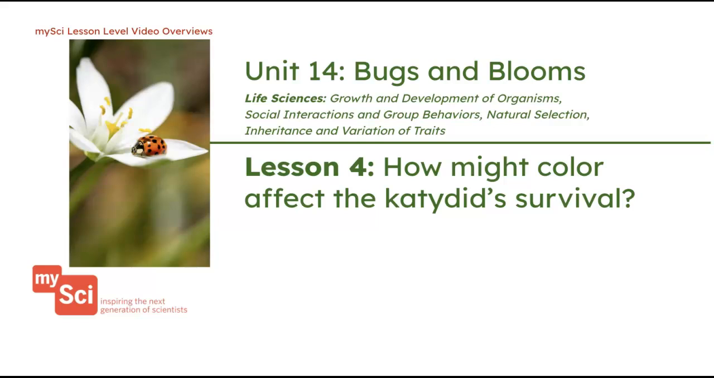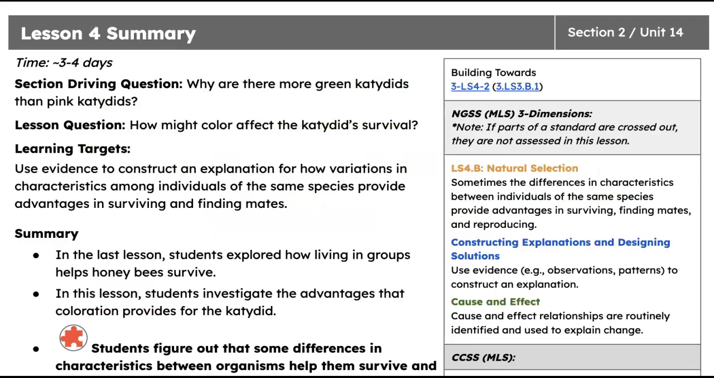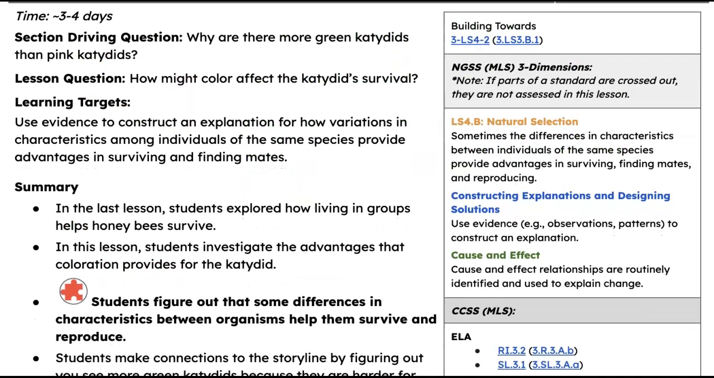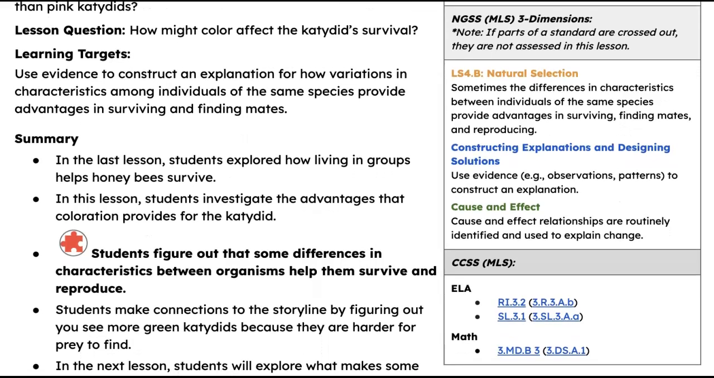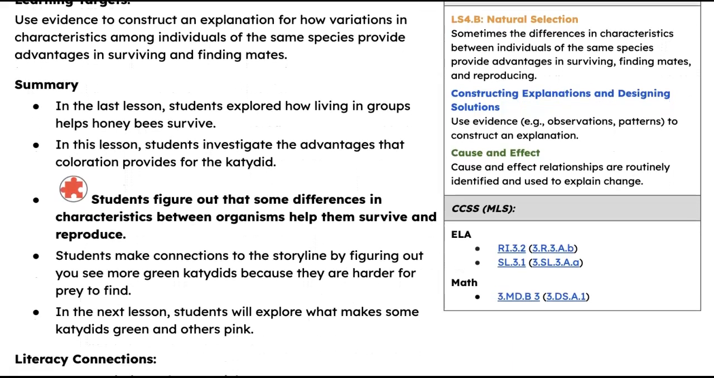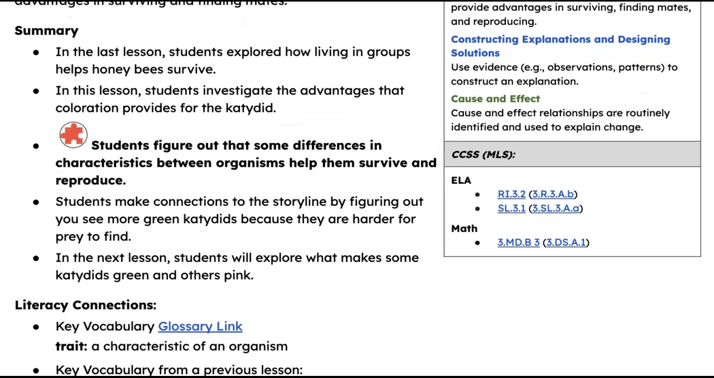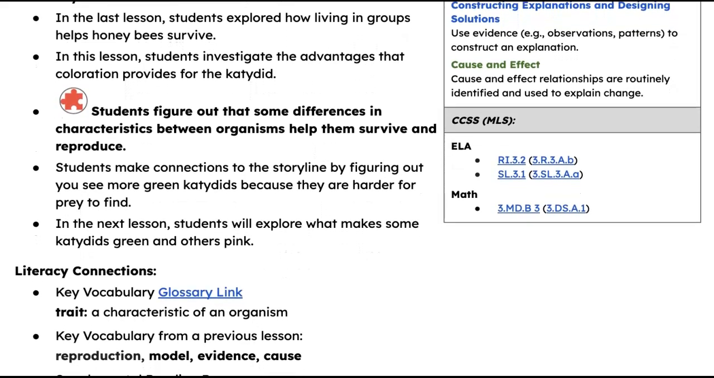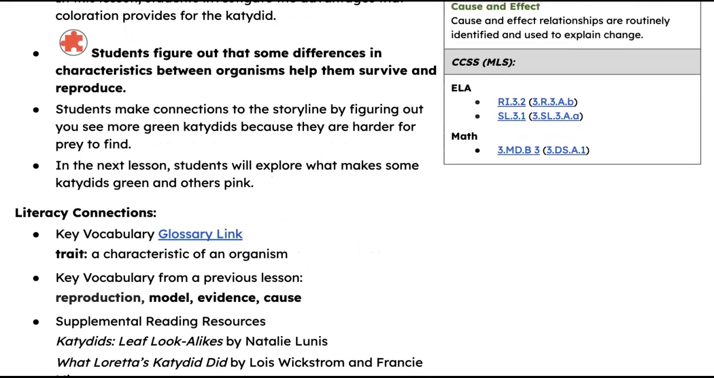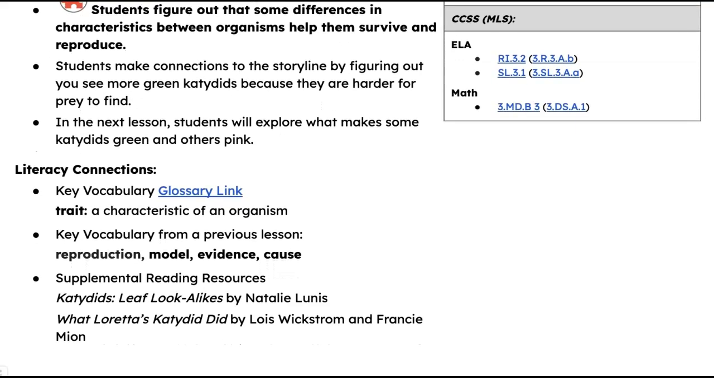Students make connections to the storyline by figuring out you see more green katydids because they are harder for prey to find. There are several opportunities for ELA and math cross-curricular connections throughout the lesson. You can look for specific standard connections in the Unit 14 Teacher Guide. This lesson will take approximately 3 to 4 days to complete.